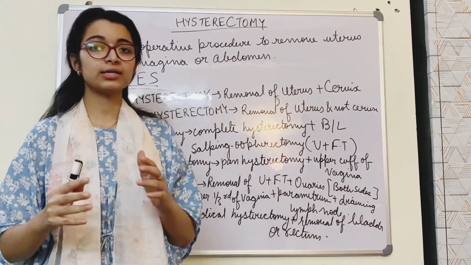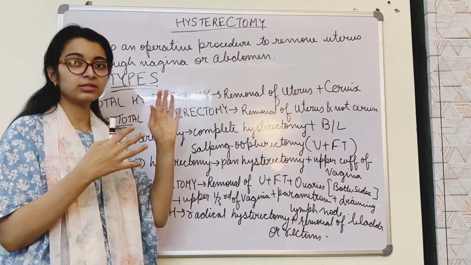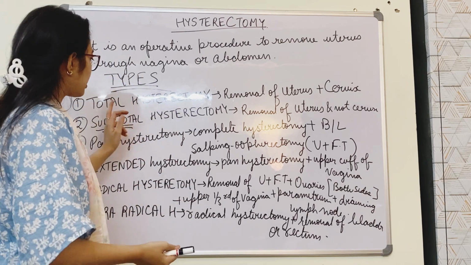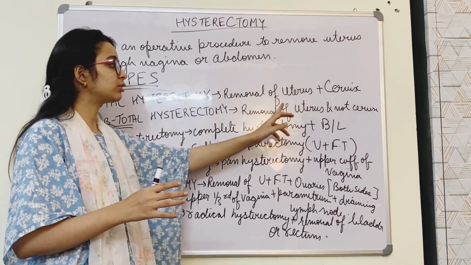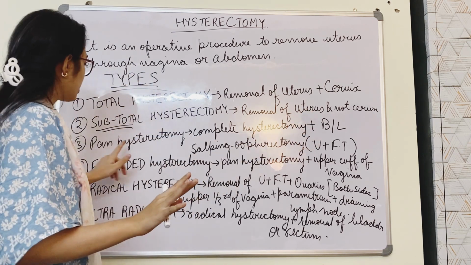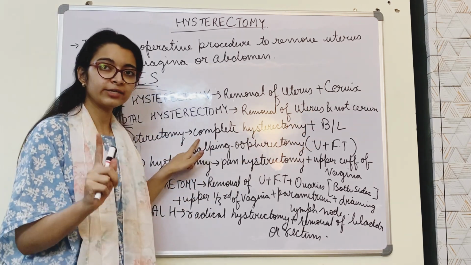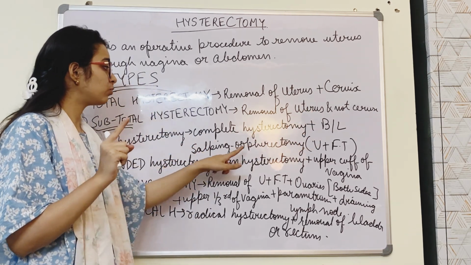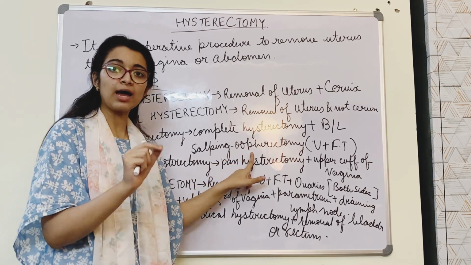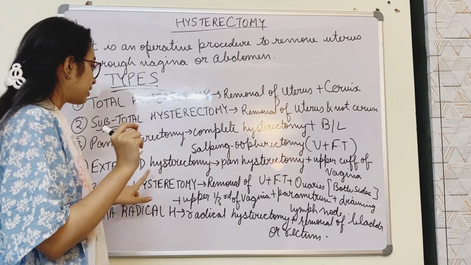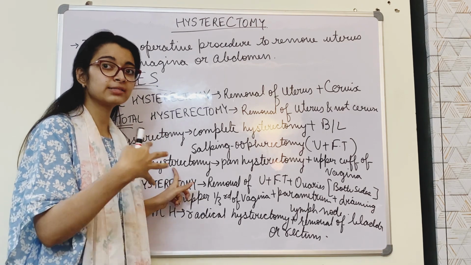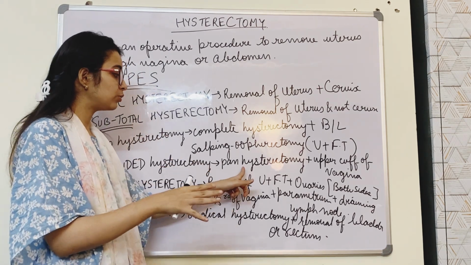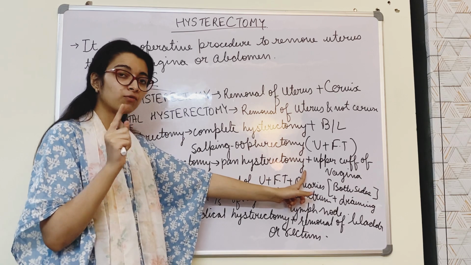Okay, so let's conclude quickly about the hysterectomies that we discussed till now. Total hysterectomy is the removal of the uterus and the cervix. This is the case which I dealt with today. Next is the subtotal hysterectomy, which includes the removal of uterus but not cervix. Panhysterectomy is the complete hysterectomy plus bilateral salpingo-oophorectomy, including uterus and fallopian tube. Then extended hysterectomy, that is the extended form, includes the panhysterectomy and the upper cuff of vagina.